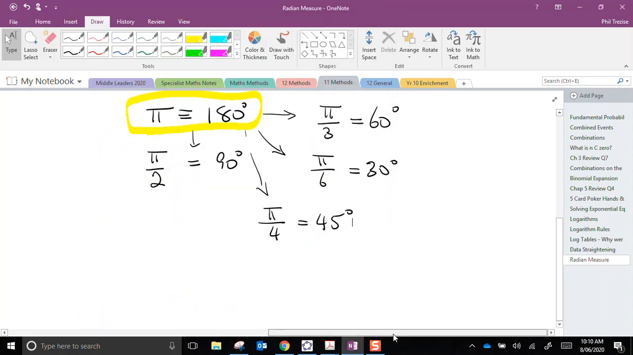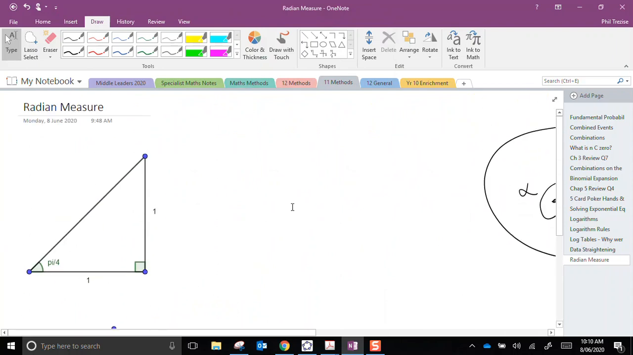Now, let's use a few of these ideas back in these triangles. You would have seen these triangles before. This is a triangle with right angle in the corner, isosceles, 2 edges equal to 1. Pythagoras would tell me that this is the square root of 1 squared plus 1 squared, or the square root of 2. I have pi over 4 measured in radians, equivalent to 45 degrees.